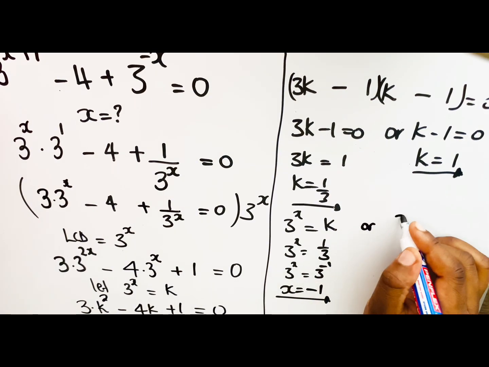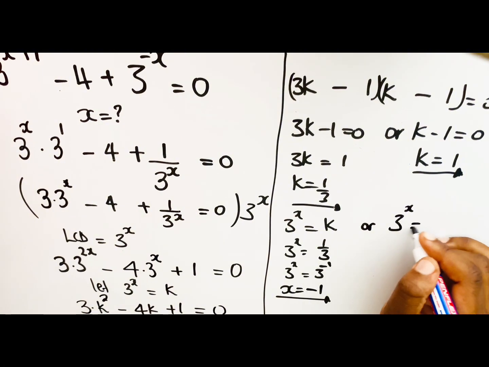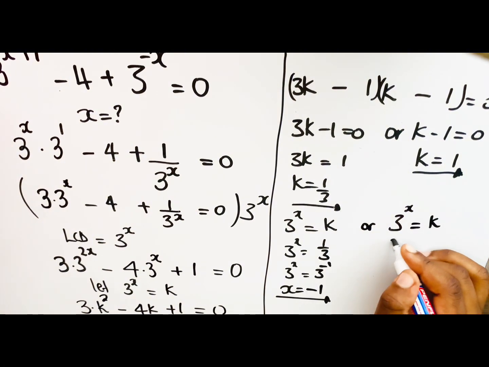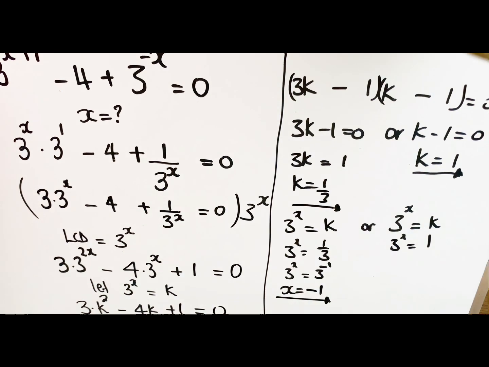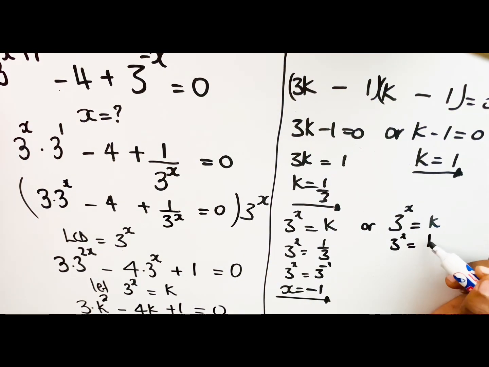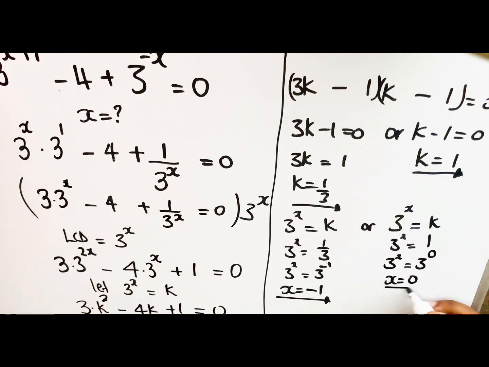Again, in the same equation, 3 exponent x is equal to k. The second value of k is equal to positive 1. Any base with an exponent of 0 will be 1, so we will rewrite the 1 in exponential form. It becomes 3 exponent 0, therefore x is equal to 0. So these are the two values of x for the equation: negative 1 and 0.